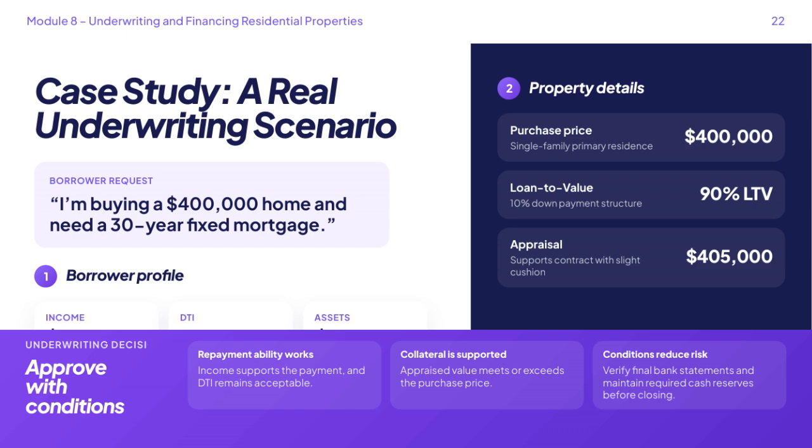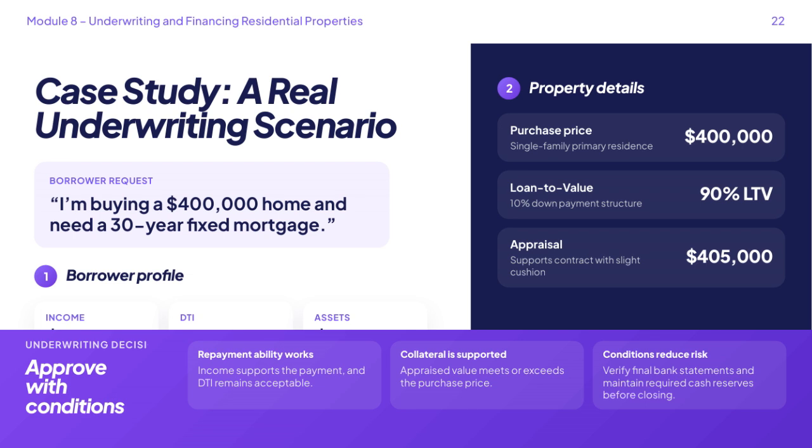Based on this information, the underwriting decision is to approve the loan, but with certain conditions. The borrower's income supports the monthly payments, and the DTI is acceptable, so repayment ability is solid. The collateral is also supported given the appraisal value. However, to reduce risk, the lender requires verification of the final bank statements and confirmation that the borrower maintains the required cash reserves before closing. Overall, this case illustrates how income, assets, property value, and risk mitigation come together in the underwriting process to reach a conditional approval.